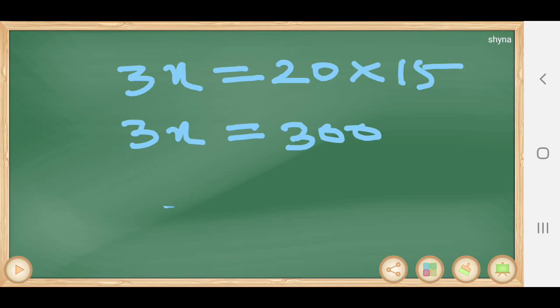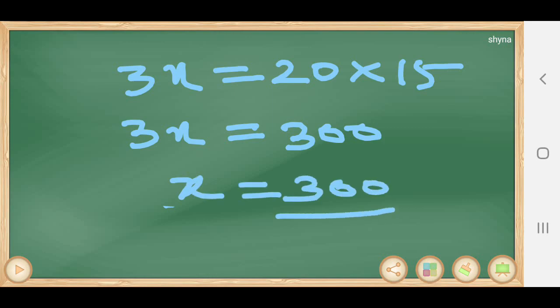What is x? x equals 300 by 3. That equals 100. We got x equal to 100. Okay dear children, I am very sure that you all understood this type of problem. Now we can move to word problems.